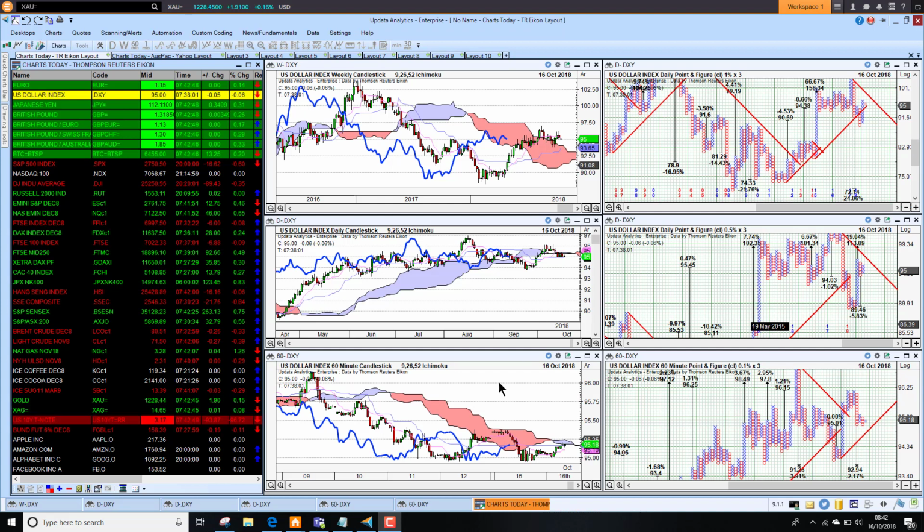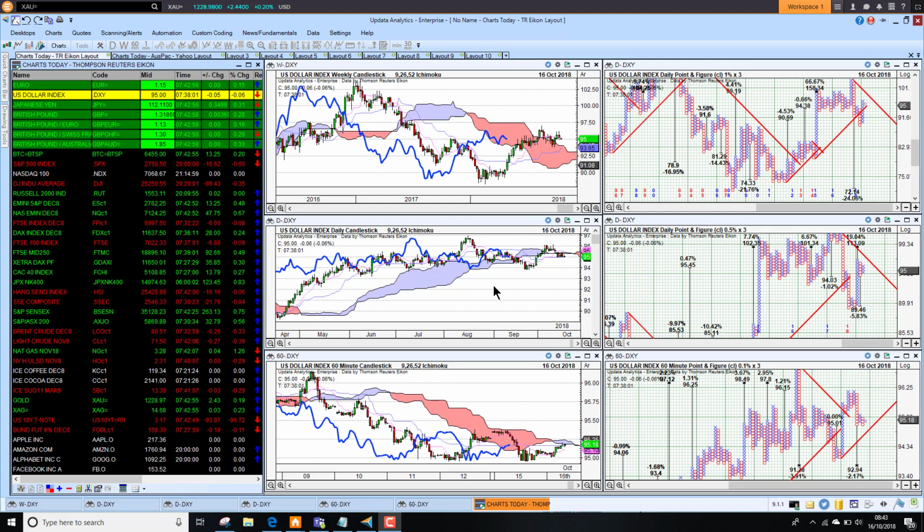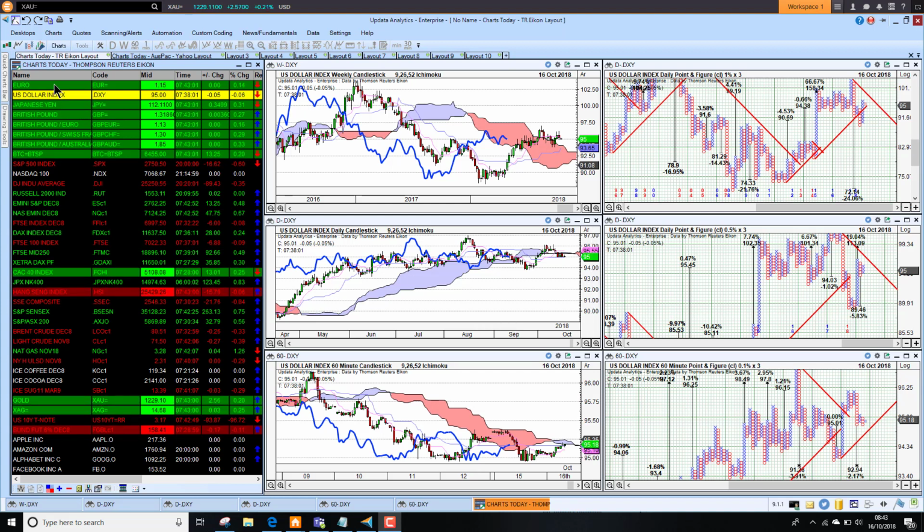We start by looking at the dollar. The dollar's actually just flattening a little bit over the last day or so. It has been falling, of course. We've got these downside targets on the short-term chart. We are bearish short-term, but medium-term still bullish. So this is the dollar index, of course.